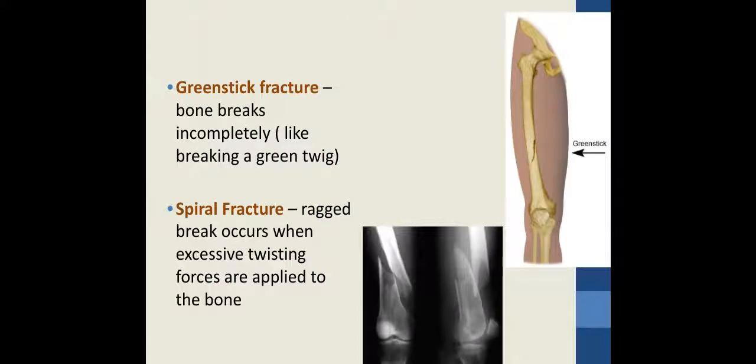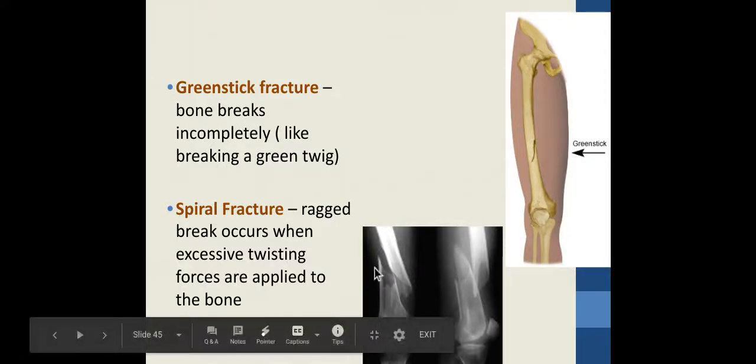You can have a greenstick fracture where the bone breaks incompletely. And you can think of it like a green twig. If you try to break it, it doesn't really break all the way. And that is here. It's broken, but not all the way through. You can have a spiral fracture where you have this ragged break when you get a twisting force. So it is sort of in a spiral shape.